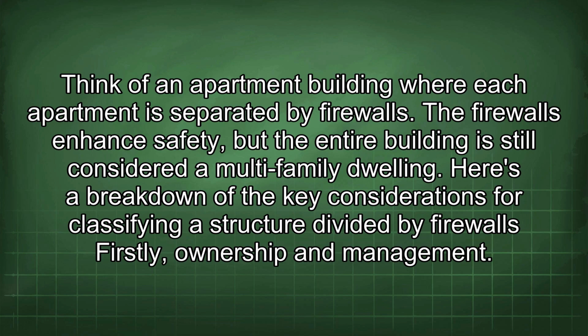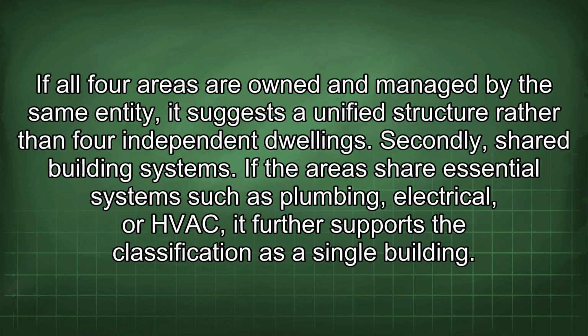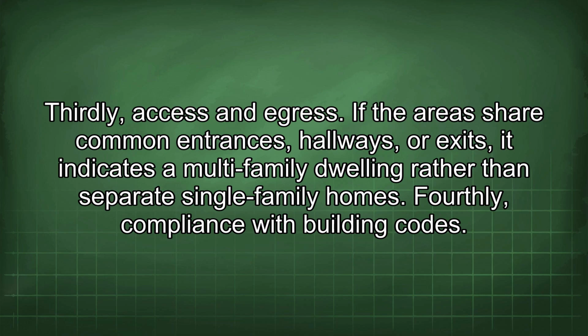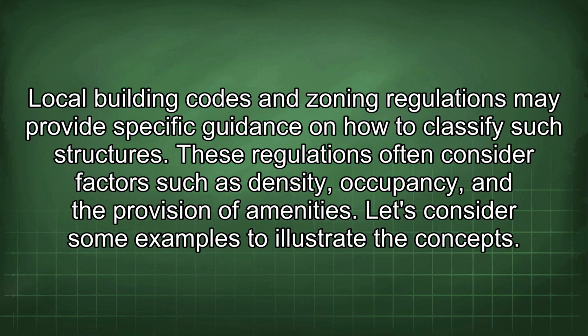Here's a breakdown of the key considerations for classifying a structure divided by firewalls. Firstly, ownership and management. If all 4 areas are owned and managed by the same entity, it suggests a unified structure rather than 4 independent dwellings. Secondly, shared building systems. If the areas share essential systems such as plumbing, electrical, or HVAC, it further supports the classification as a single building. Thirdly, access and egress. If the areas share common entrances, hallways, or exits, it indicates a multi-family dwelling rather than separate single-family homes. Fourthly, compliance with building codes. Local building codes and zoning regulations may provide specific guidance on how to classify such structures. These regulations often consider factors such as density, occupancy, and the provision of amenities.